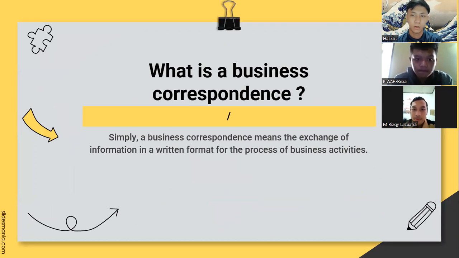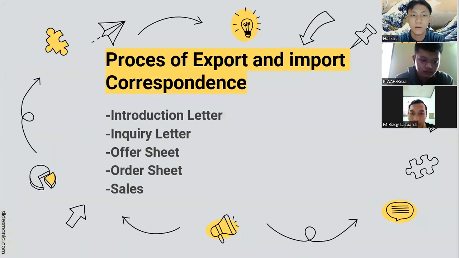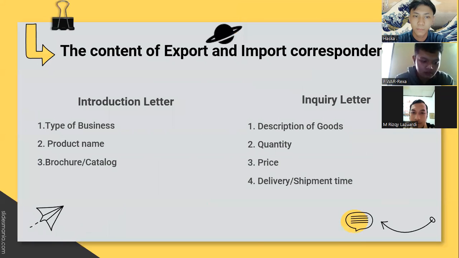Okay, first of all, let's talk about business correspondence. What is a business correspondence? Simply, a business correspondence means the exchange of information in a written format for the process of business activities. The next one, we have the process of export and import correspondence, which is: first, introduction letter; second, inquiry letter; third, offer sheet; then order sheet; and the last one is sales.